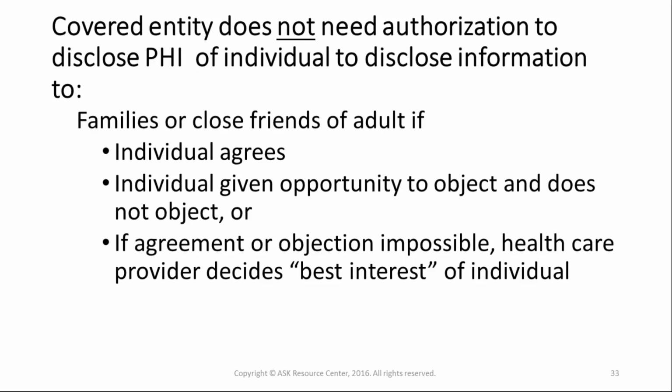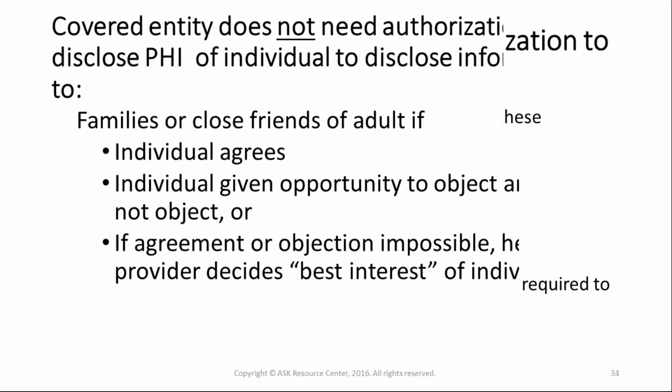If the individual agrees, the individual is given an opportunity to object and does not object, or if agreement or objection are impossible, the healthcare provider decides it's in the best interest of the individual. So this is very interesting: you don't have to be a guardian necessarily to get the protected health information, but if the individual has the capacity to agree and is given the opportunity to object and does not object, the healthcare provider or insurer can share that information with a family member or a close friend. But if that agreement or objection is not possible, then the treatment providers decide.